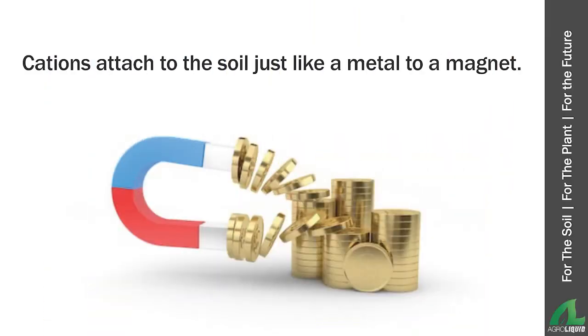Next, I'm going to talk a little bit about balancing our cations. These cations that I'm going to focus on are potassium, calcium, and magnesium. Cations are positive charges that will attract to any negative charge in our soil. The majority of our soil, the clay and organic matters, are negative charges, and like a magnet will bind to these positive cations.